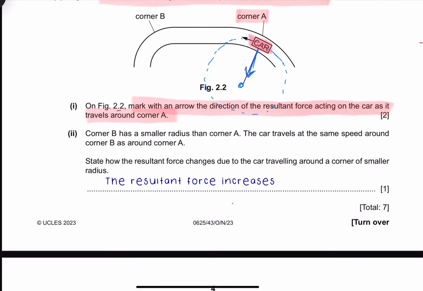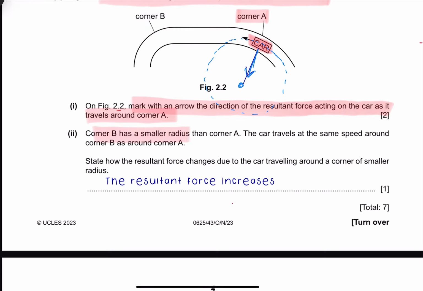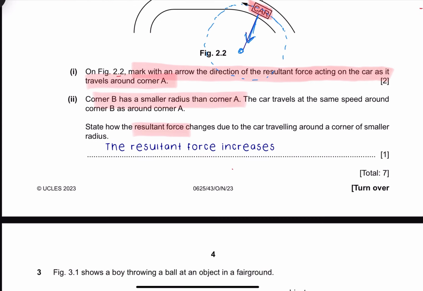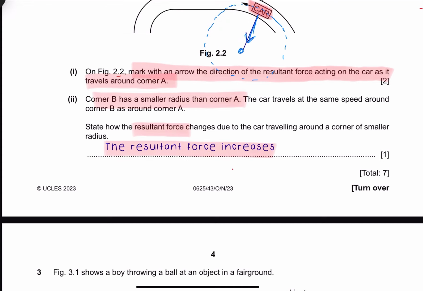Okay, and in the second part, corner B has a smaller radius. So we have to state what happens to the resultant force when the car moves to corner B. The resultant force is inversely proportional to the radius. So when the radius decreases, the resultant force will increase.